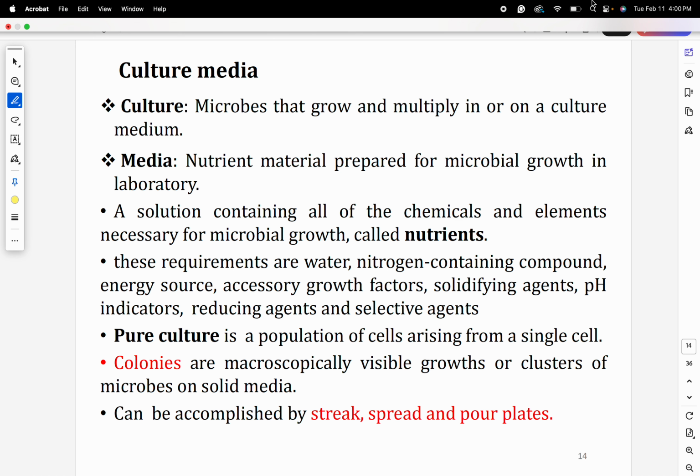Some media may also have reducing agents and selective agents that allow for other tasks such as indication of molecule breakdown or inhibition of unwarranted or untargeted microbial groups. Okay? So, when we grow microbes on solid media, they usually grow as macroscopic visible growths, colonies, which are clusters of microbes. Our assumption is each colony came from a single cell. That's the safest, most basic assumption to have all the time.